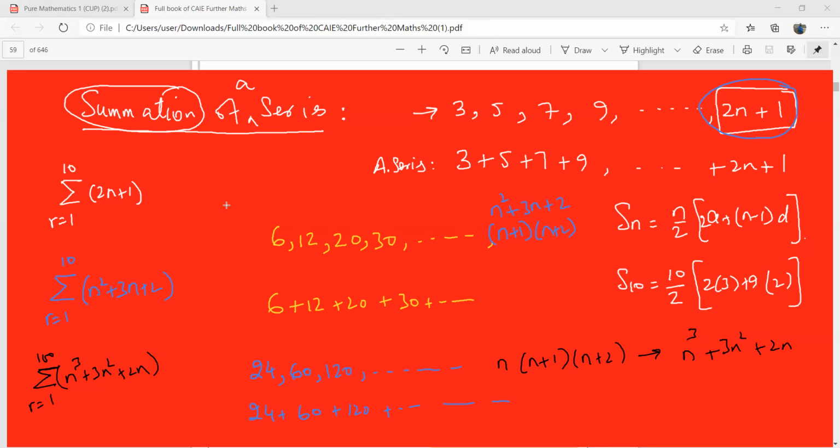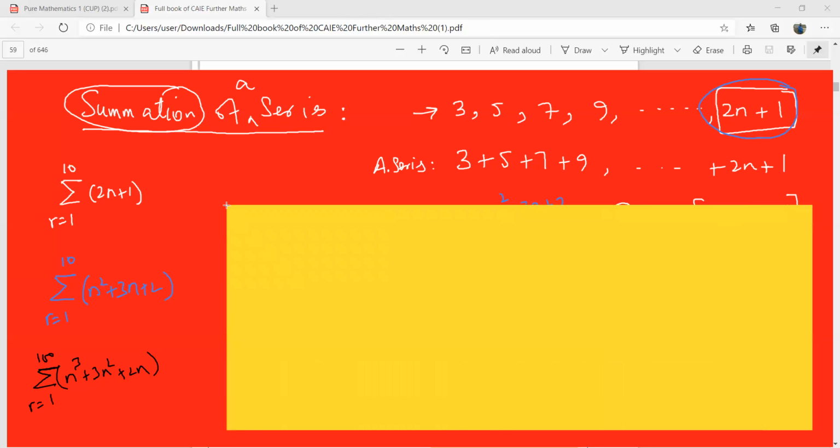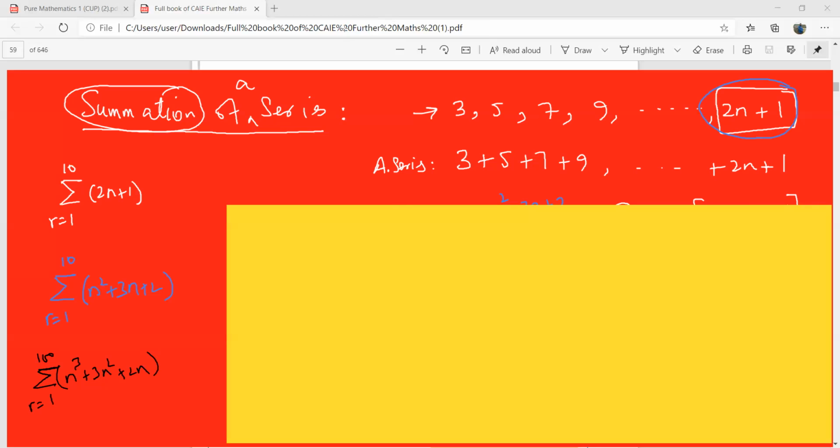These formulas, by the way, are given in your formula booklet as well. This one was the linear situation here. Then the next one was quadratic, and then this was the cubic one. There can be cases when you have a sequence like this.